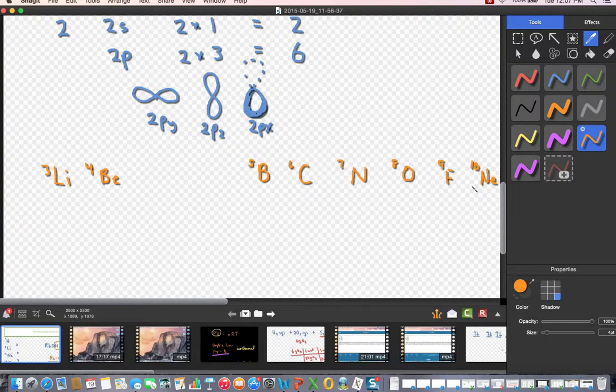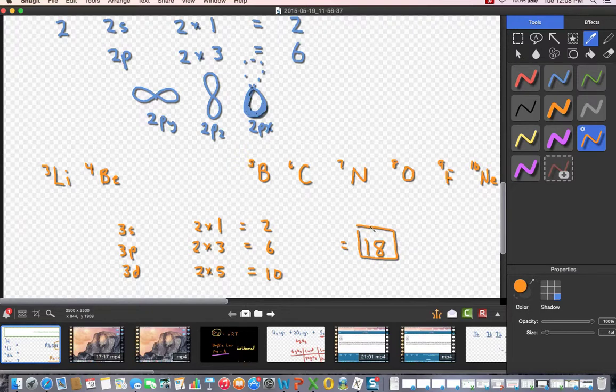In the third row of the periodic table, even though we do not have filled d orbitals, we have the potential for 3s, 3p, and 3d. That's 2 times 1 plus 2 times 3 plus 2 times 5. 2 plus 6 plus 10 is equal to 18.